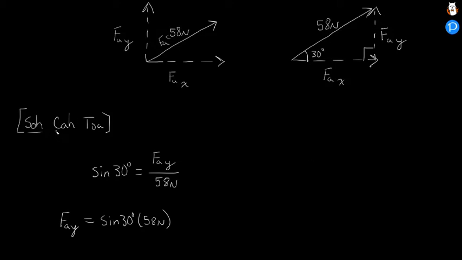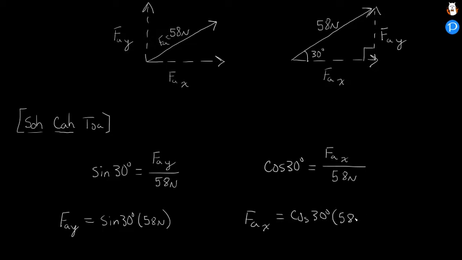And now let's do the cosine of this angle. So cosine of 30 degrees is equal to adjacent side over the hypotenuse. My adjacent side to this angle is the force applied in the x direction. So force applied in the x direction over 58 newtons. And again, rearranging this equation to solve for the force in the x direction, force applied in the x direction is equal to cosine of 30 degrees times 58 newtons.